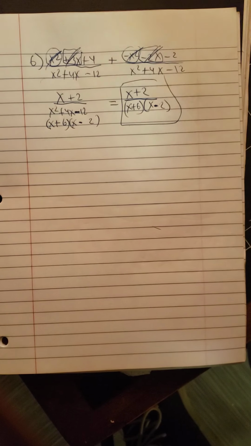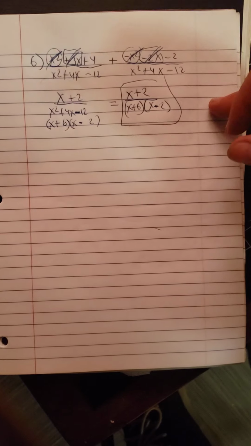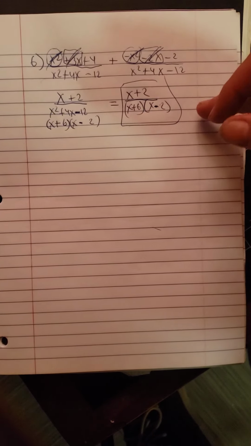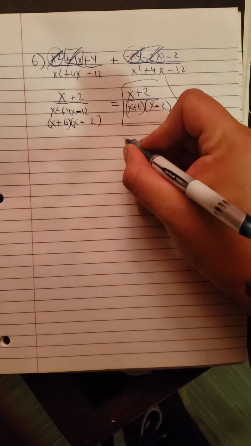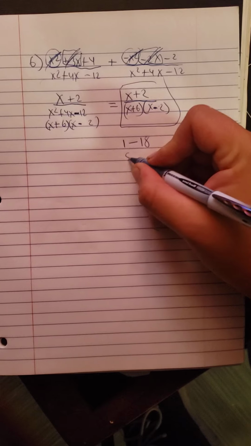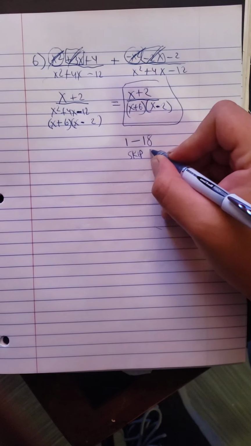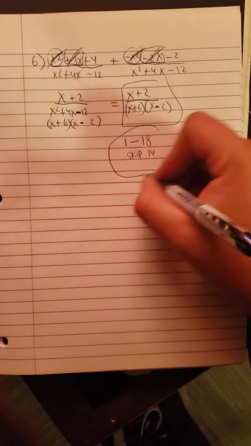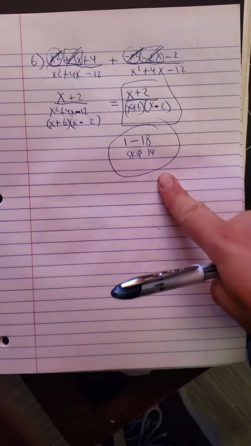And that's it. For my students, remember that the assignment that I posted in Google Classroom, we're only going to do numbers 1 all the way through 18, and you can skip 14. That's your assignment. You already know what to do.